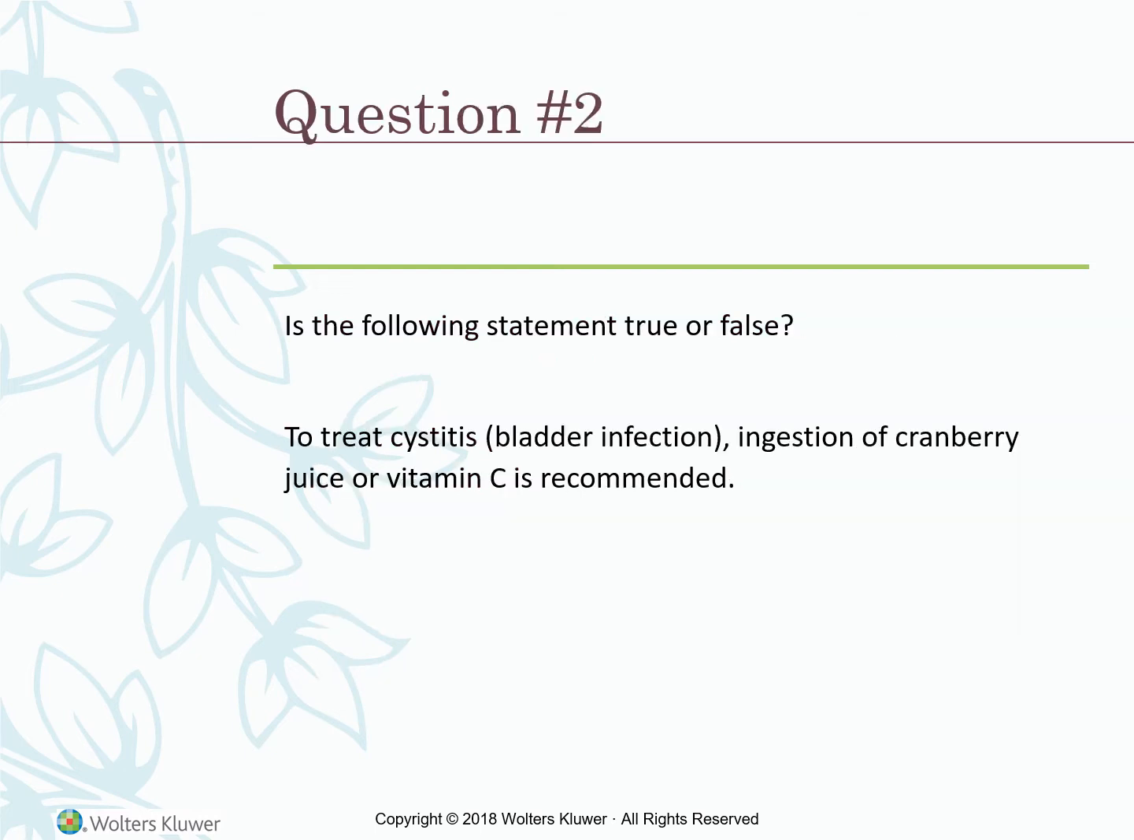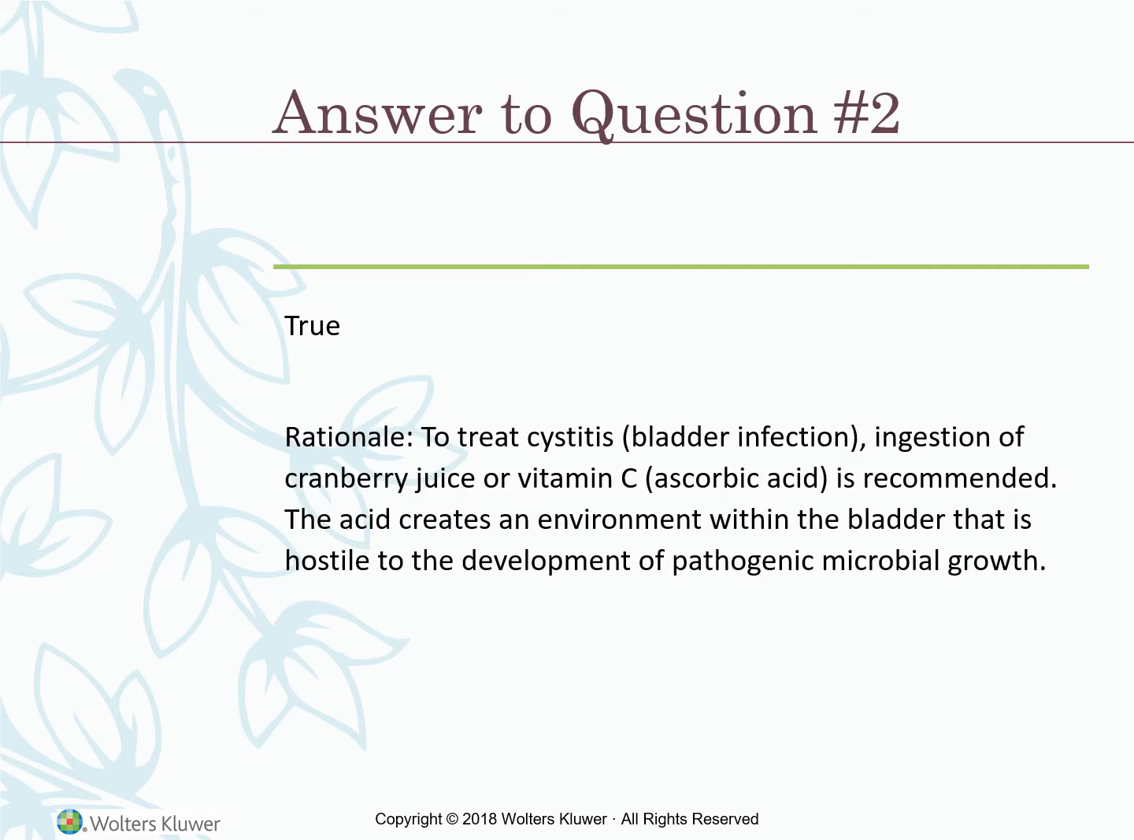True or false? To treat cystitis or a bladder infection, ingestion of cranberry juice or vitamin C is recommended. This is true. To treat cystitis, bladder infection, ingestion of cranberry juice or vitamin C is recommended. The acid creates an environment within the bladder that is hostile to the development of pathogenic microbial growth.